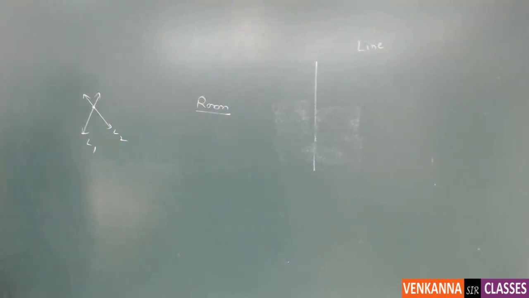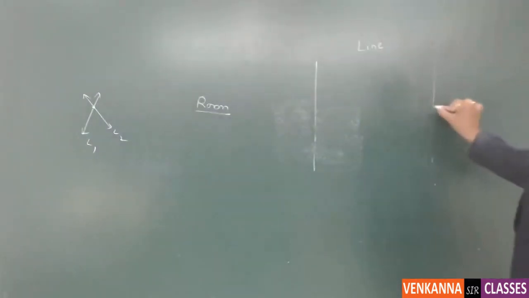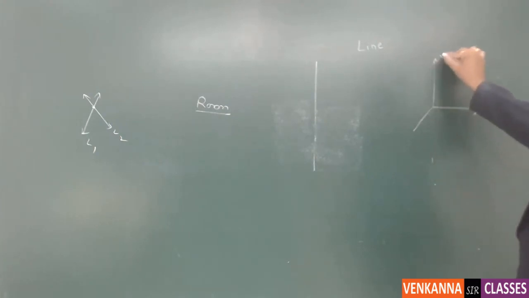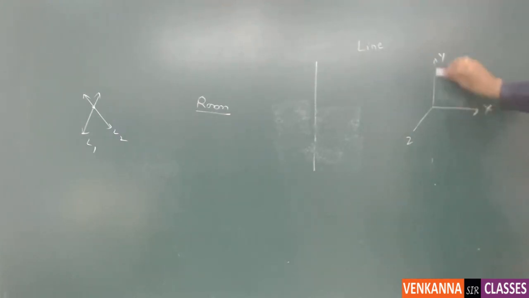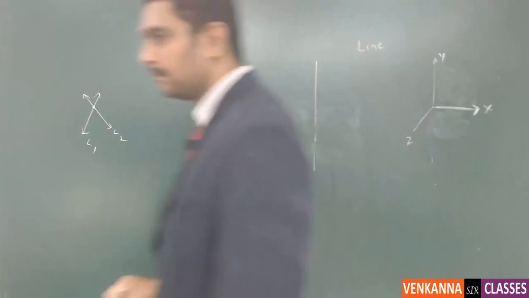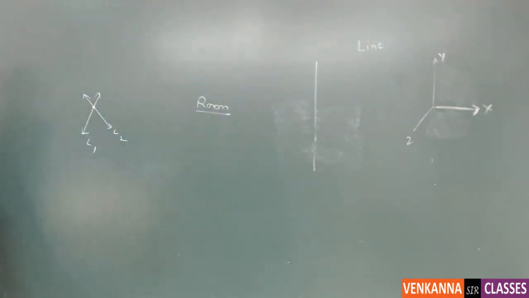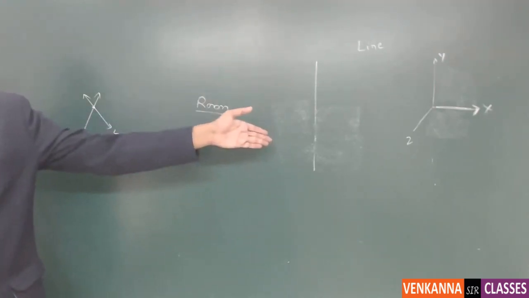Right. If you visualize, consider the 3D system in a simple manner. This is the XY plane and this is the XZ plane. The common part is the X-axis, which is nothing but a line. Clear? So always the intersection of two planes is nothing but a line, which we call a straight line.